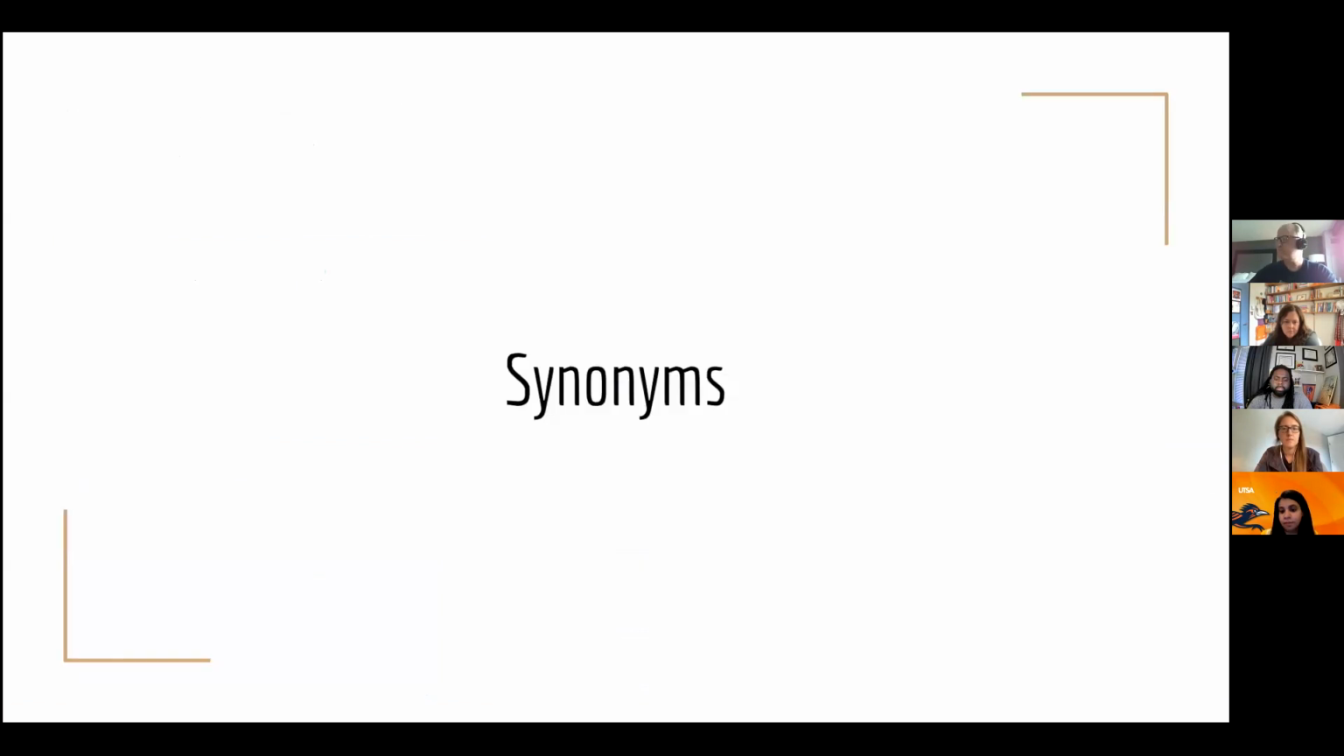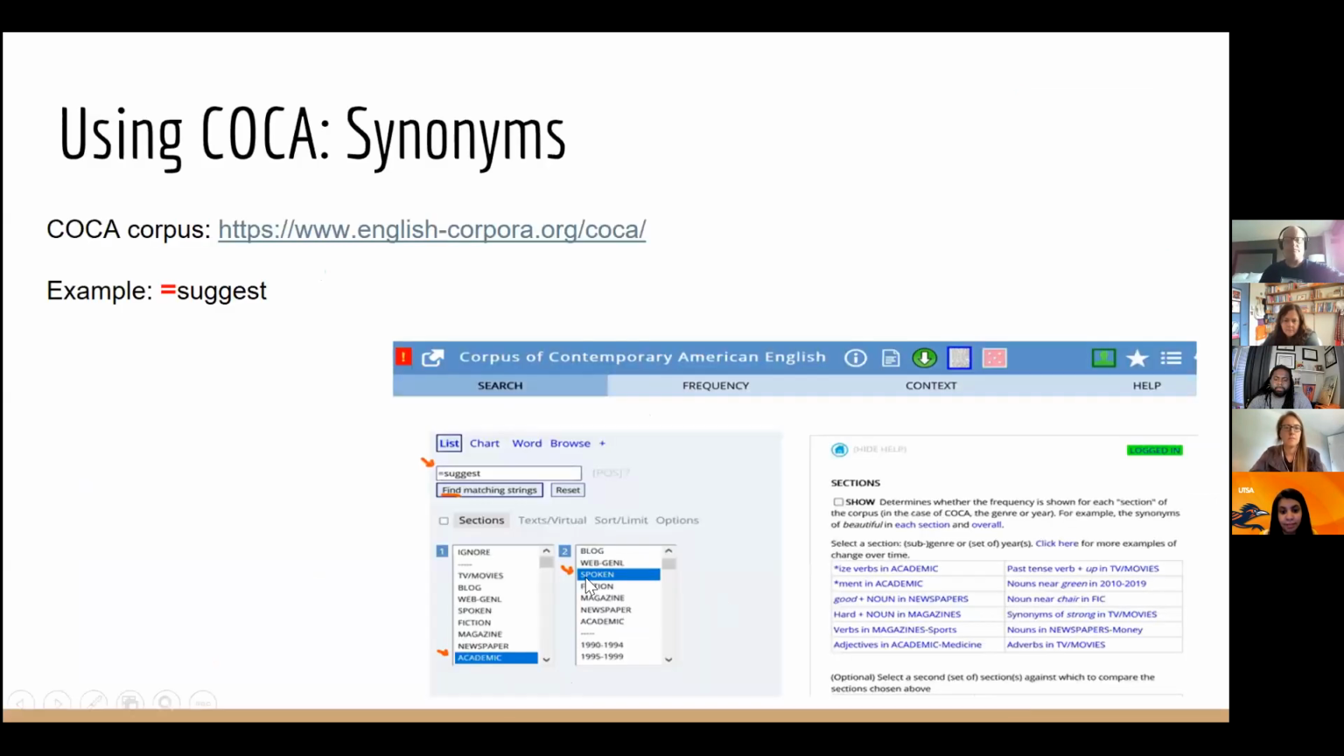The second step is also how to search through COCA to find synonyms. This is a very easy and direct step, but it has a very cool feature which can show our students the different genre and register. So what we need to do first is we click on the word list here, and then we add an equal sign before the word, and then I chose the word suggest here.